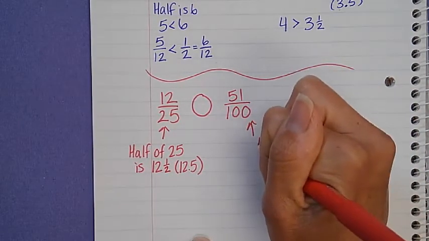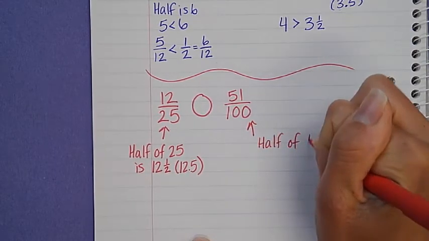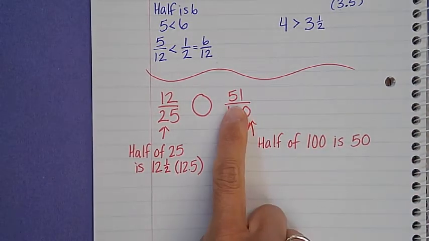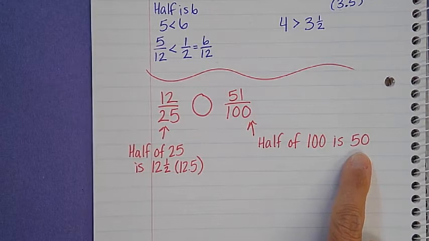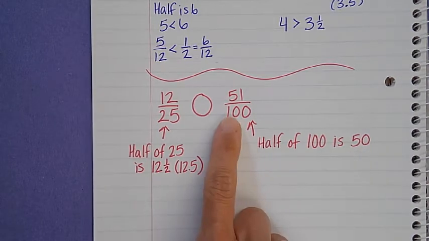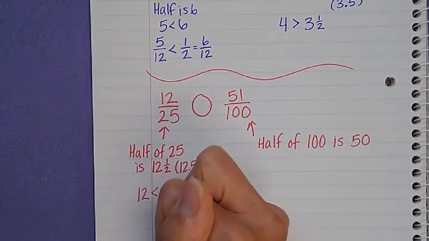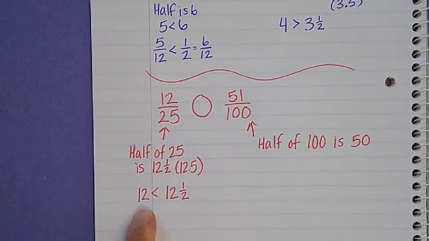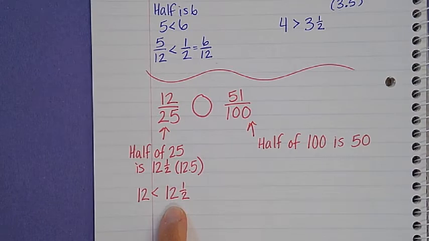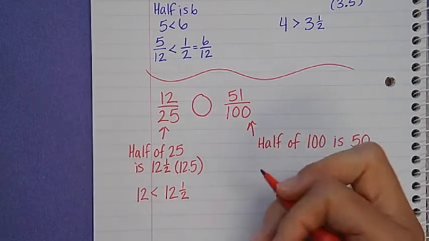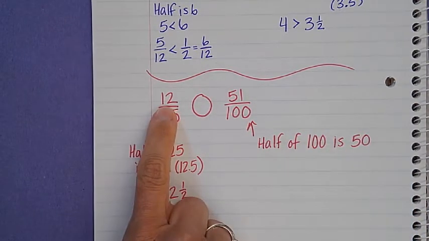Well, I know that half of 100 is 50. So now if you just take a minute and you look at 51, you should be able to see that 51 is bigger than 50, which means that this fraction is more than 1/2. Even though 12 and 12.5 are super duper close, 12 is less than 12.5. Like if you think about it as pieces of candy, I only have 12 pieces of candy. But with 12.5, I have 12 pieces plus another half. So that is more. So in this case, 12 is less than half.